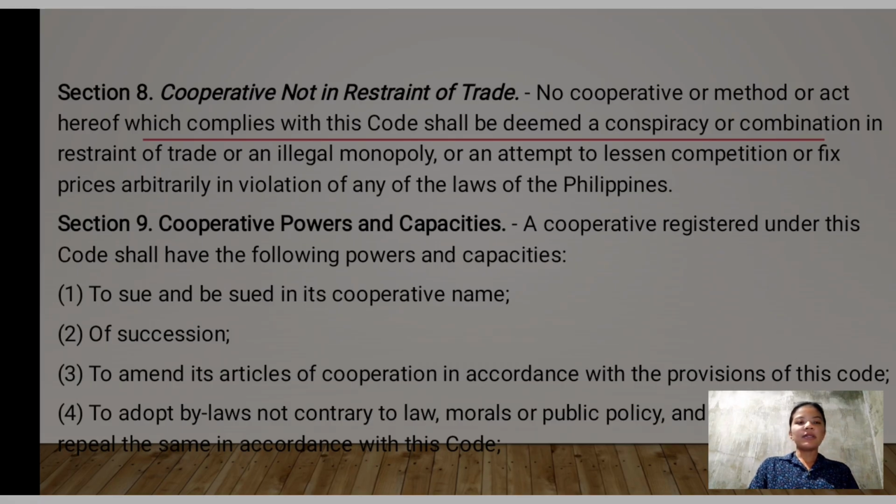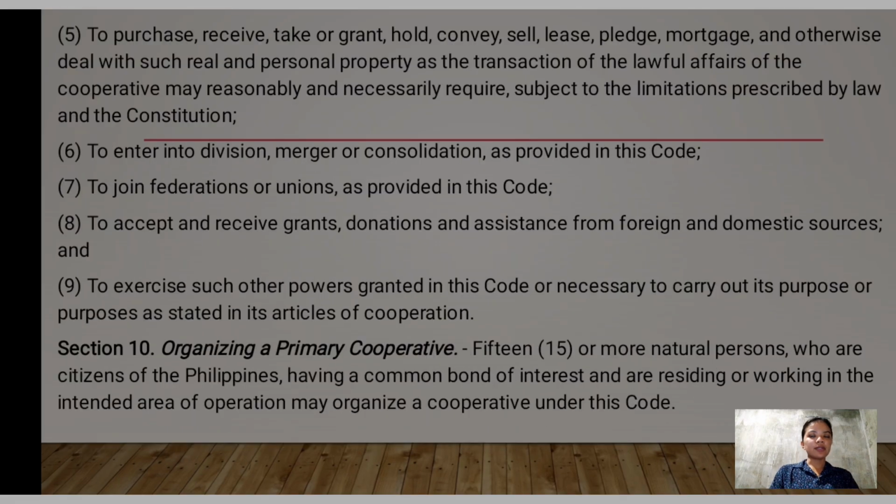Section 9, Cooperative powers and capacities. In this section, it outlines the powers and capacities of a cooperative registered under this code. First, the cooperative can initiate or defend legal action in its own name. It has the capacity to continue its existence over time. It can amend its articles of cooperation as per the provisions of this code. And last, it can adopt, amend, or repeal bylaws as long as they are not contrary to law, morals, or public policy.